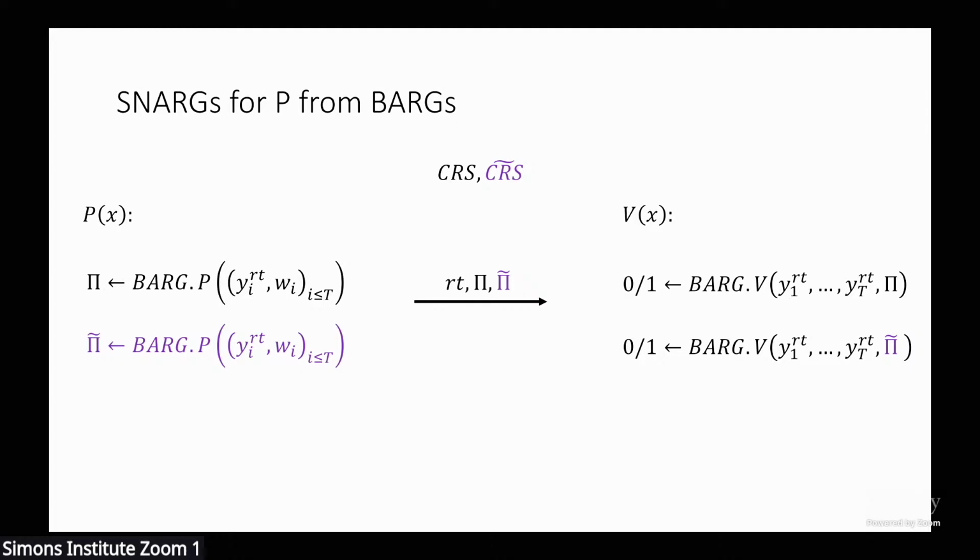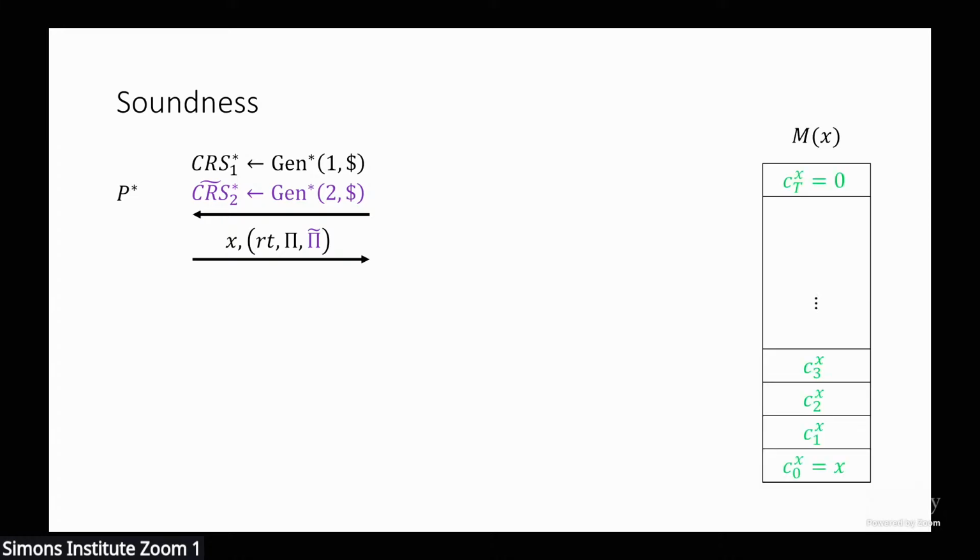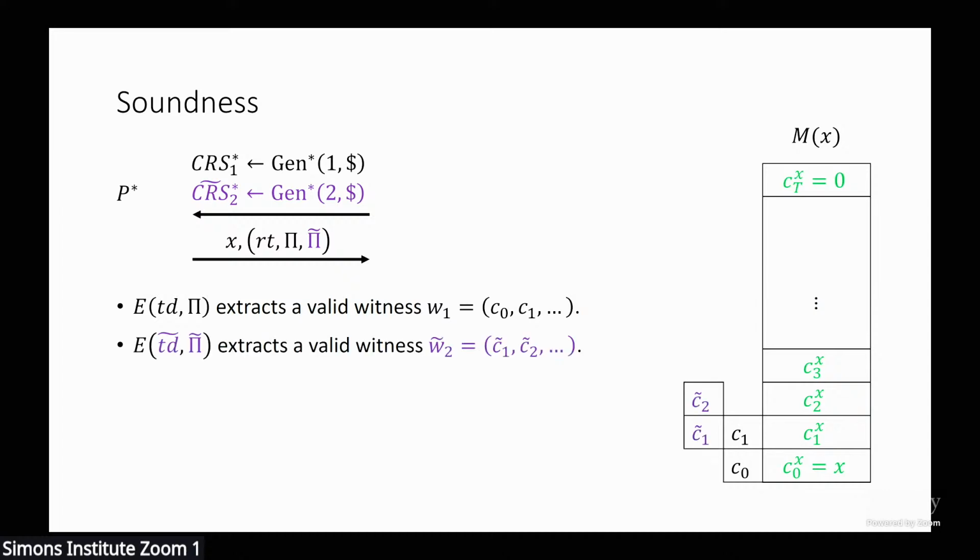So this is our final protocol. Let's analyze soundness. For soundness, we're going to start by programming 1 in the first CRS and 2 in the second CRS. And we again get some X. We compute the correct configurations, and we extract both a witness from the first proof and from the second proof. So we get these two pairs of configurations.